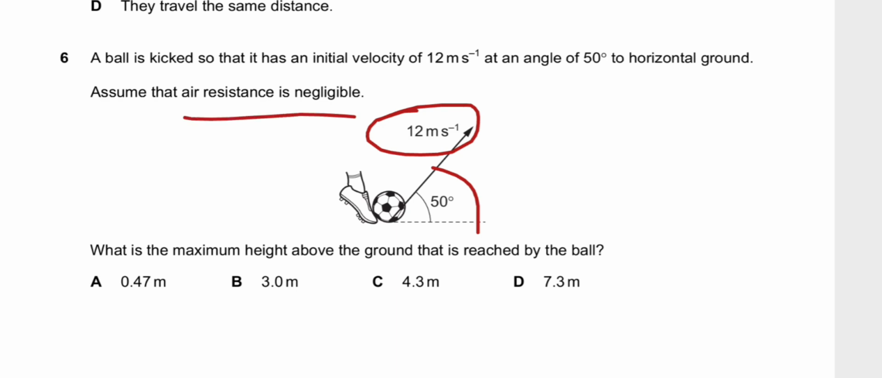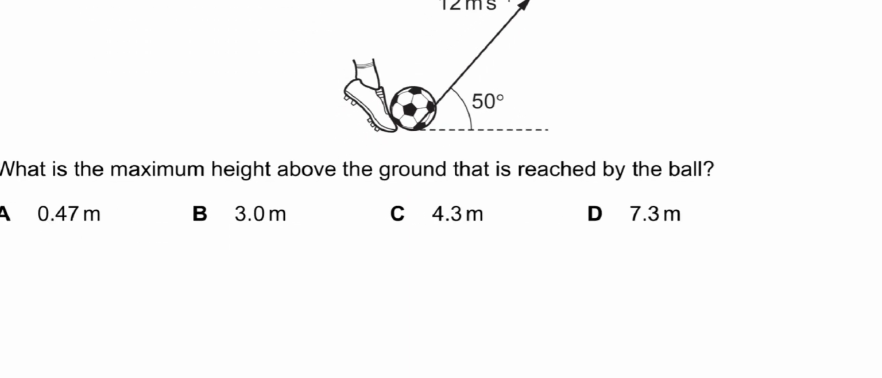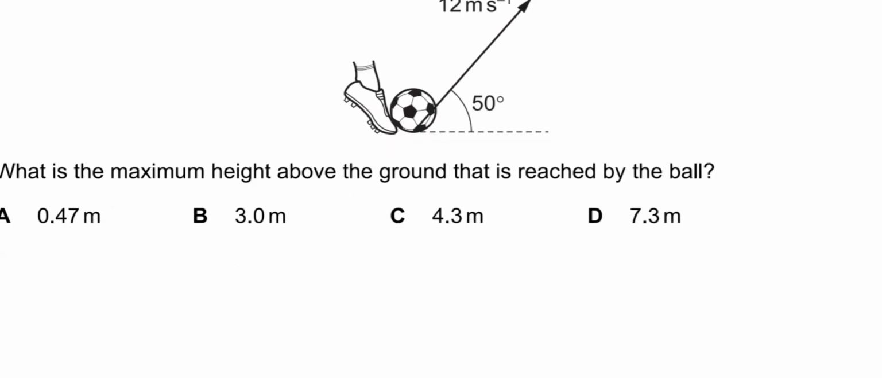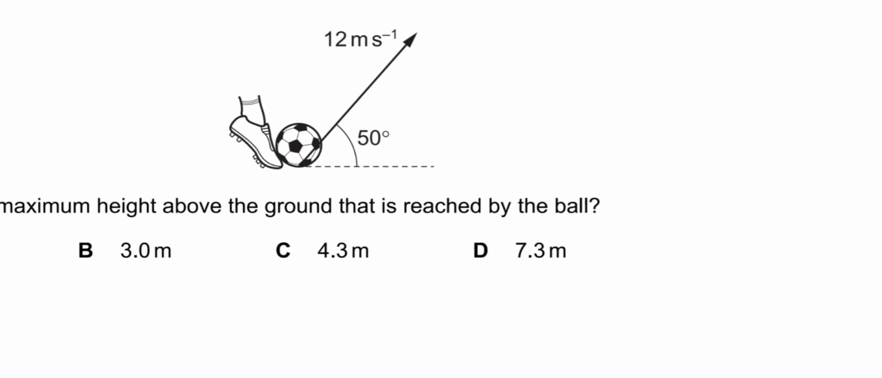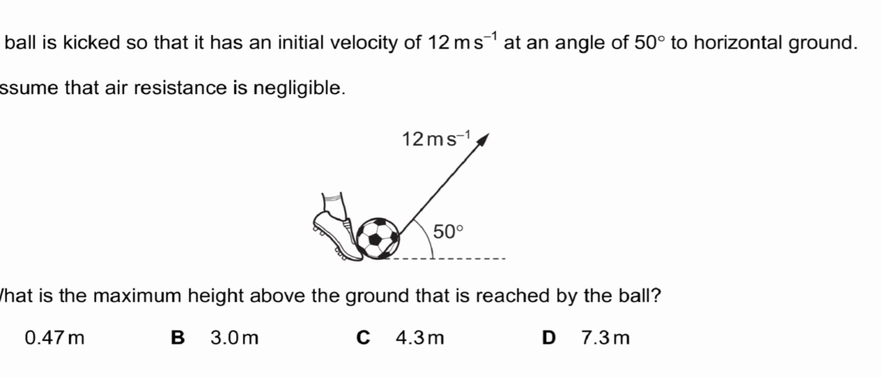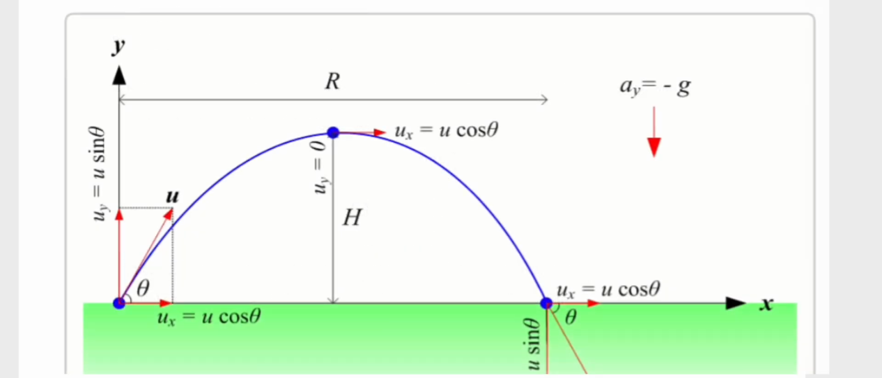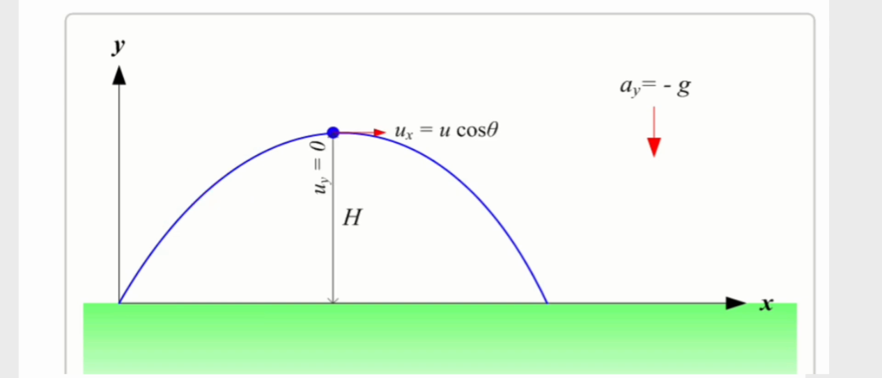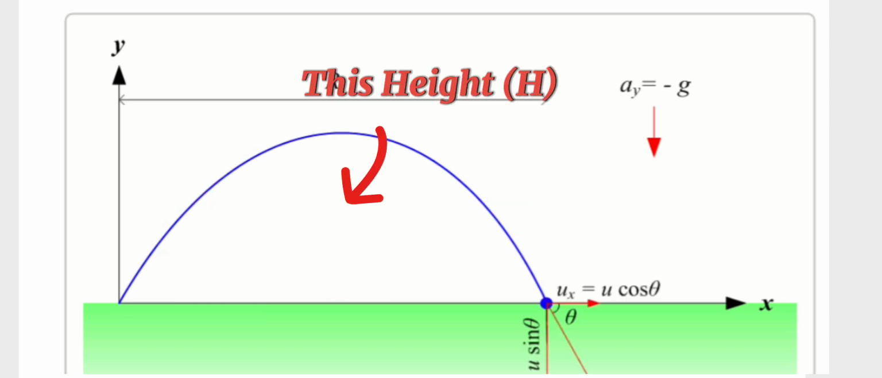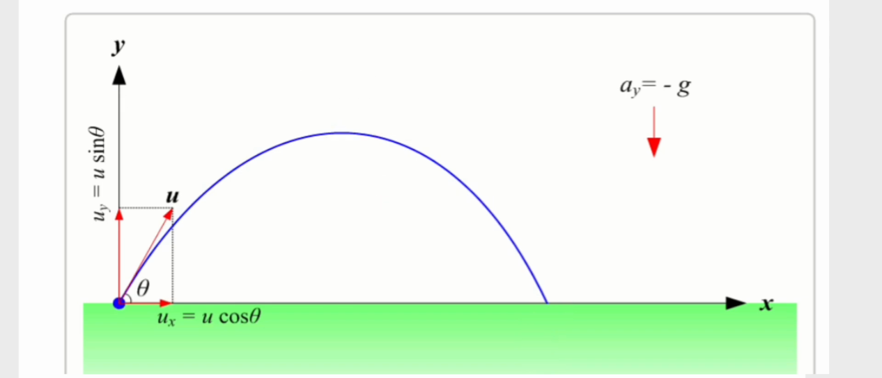Whenever you see the word "negligible", it means that the value of acceleration g has to remain constant. Okay, so if we look at our question, we are asked to find the maximum height above the ground reached by this ball. If I hit this ball, it's going to move in projectile motion, so it's going to follow, let's say, this trajectory. I want to find this height, the maximum height that this ball will reach.